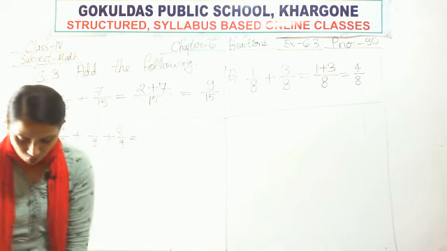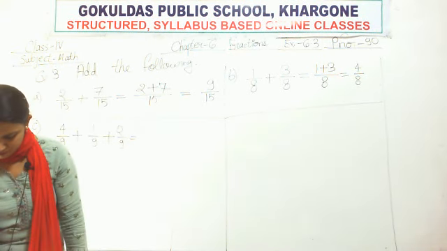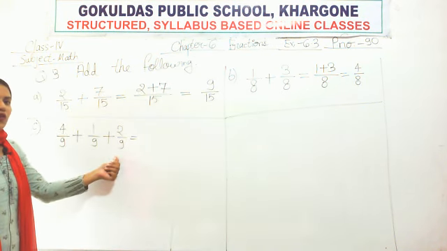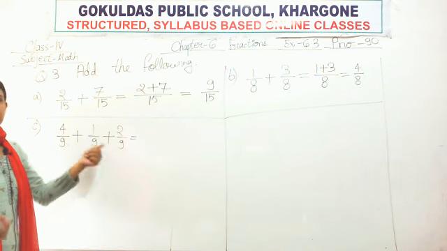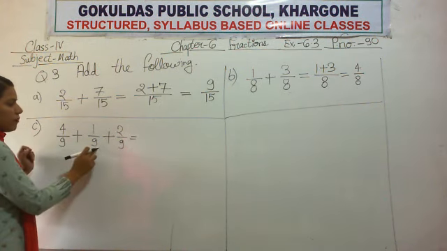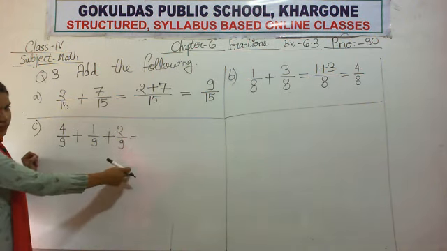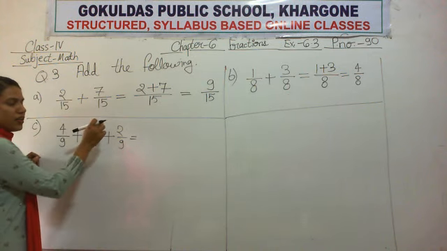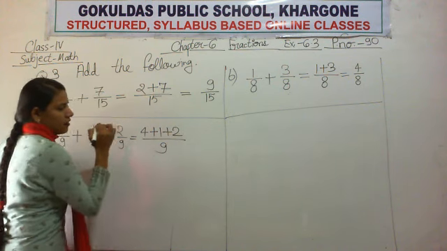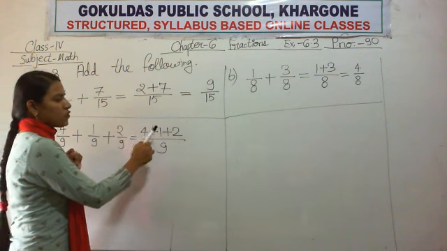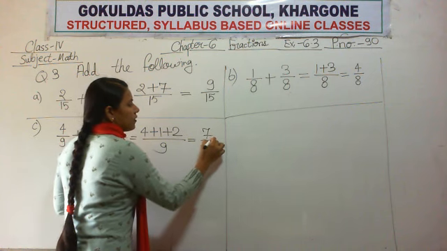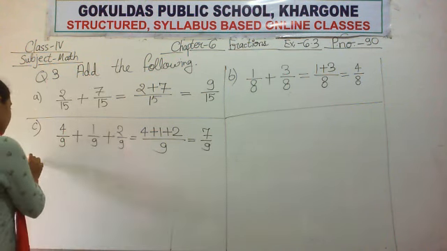We want to add all these fractions. We have three fractions. We want to add them. So first of all, what will we do? We will check the denominator. If denominators are same, then we add the numerators together. Denominators of all three numbers are 9, 9, 9. Means same. So we will add the numerators. 4 plus 1 plus 2 upon 9. Now 4 plus 1 is 5. 5 plus 2 is 7 upon 9. 7 upon 9 is our result.